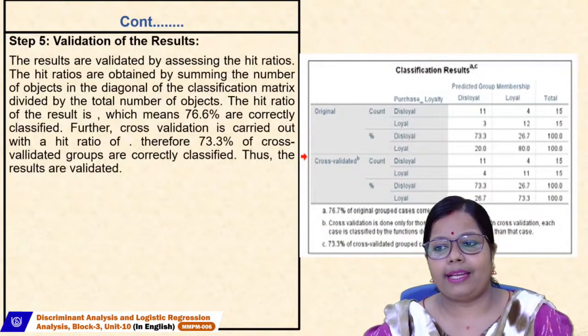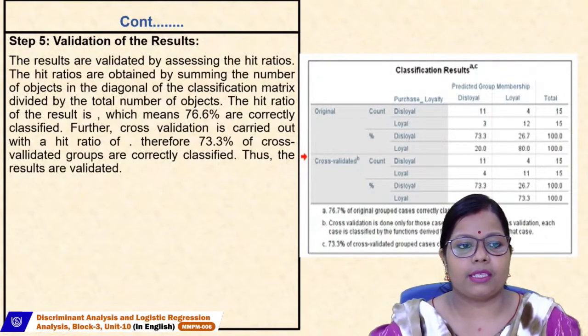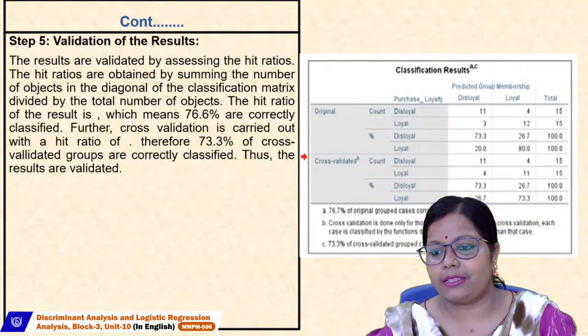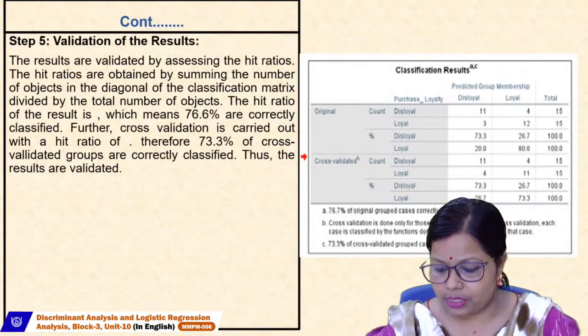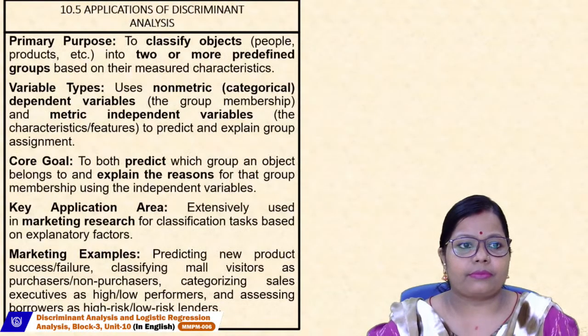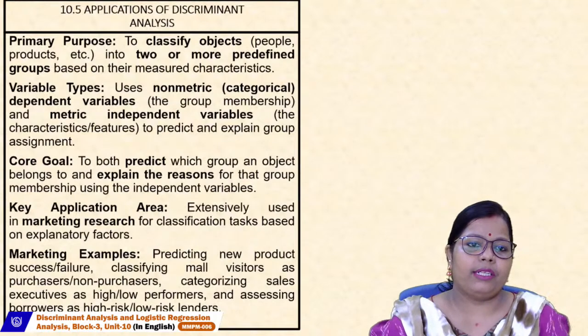Then we can go for the validation of the result, which is also significant, showing that cross validation is also carried out with a hit ratio of 73.3. For likes and for dislikes it is 26.7, which is again a good sign. So there are a few applications we have already discussed.